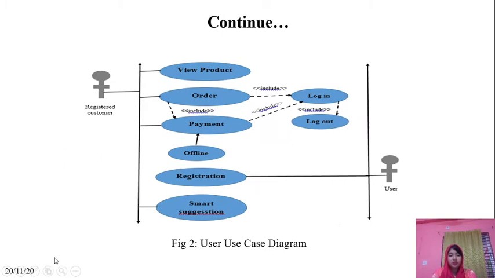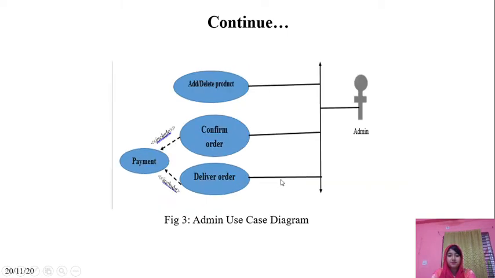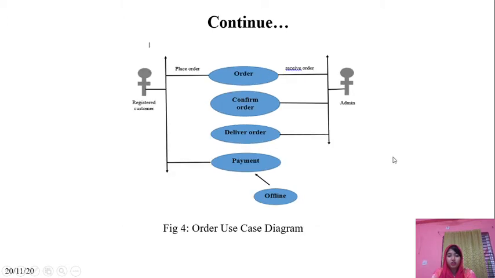In figure 2, we see a registered customer can view product, order or pay through offline, and can visit smart session. Whereas a normal user can only do registration. Admin use case diagram. Here we see admin can add or delete product, confirm order or deliver order. And in figure 4 we see that register customer places order, admin receives the order and confirms and delivers the order, and the register customer pays through offline. This is the use case diagram for order.